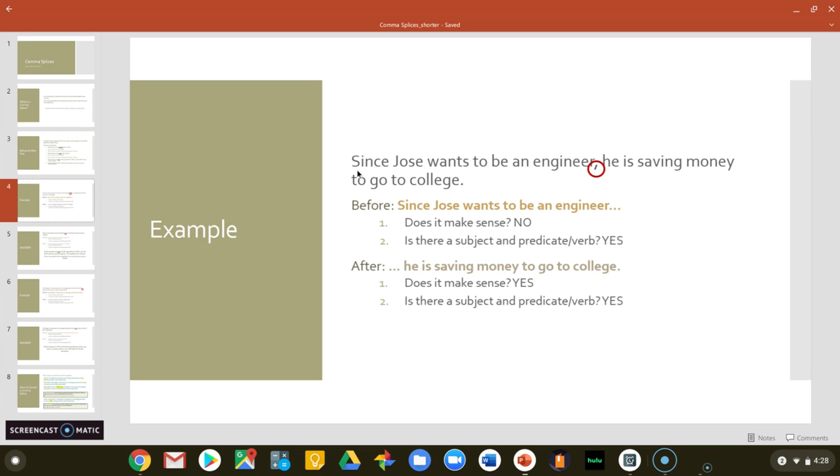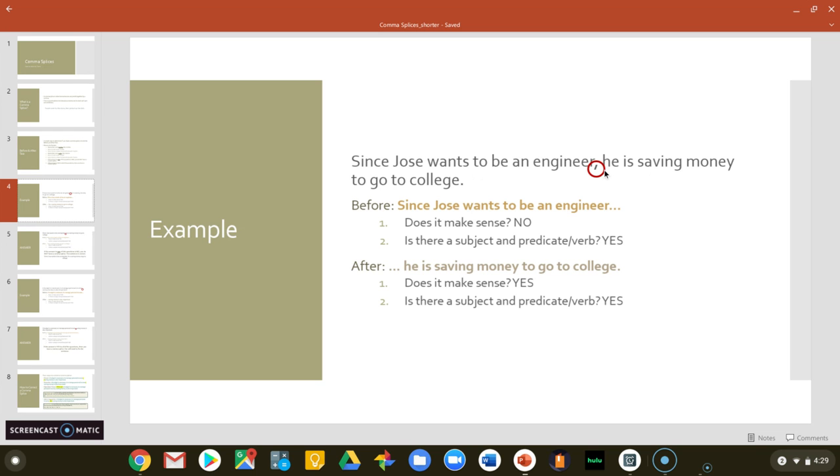For the sentence, since Jose wants to be an engineer, he is saving money to go to college. All right, we have our comma in the middle right here. So we're going to read everything before this comma and then ask ourselves, does it make sense? Since Jose wants to be an engineer, I'm going to say no, this doesn't make sense because it leaves me with the thought of, I feel like there should be something more after that, like it's not complete. So we'll say no. Is there a subject and a predicate? Yes, we have a verb, wants, and Jose is the subject of the verb.